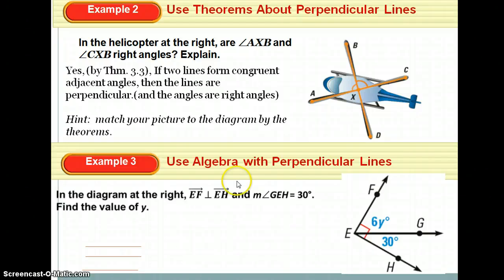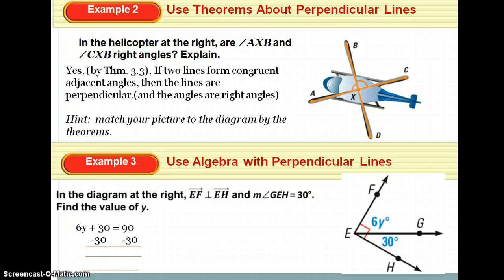Example 3. In the diagram at the right, EF is perpendicular to EH, and the measure of angle GEH is 30 degrees. Find the value of y. Looky here, you have a big red box. What's the big red box mean? 90 degrees. So 6y plus 30 should equal 90. Now you just solve it.